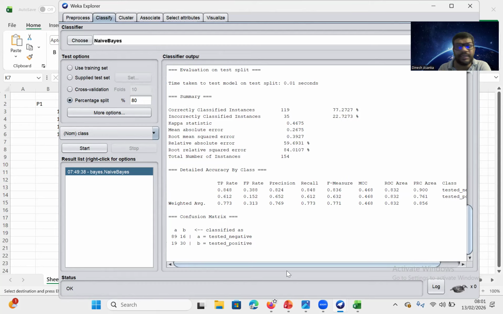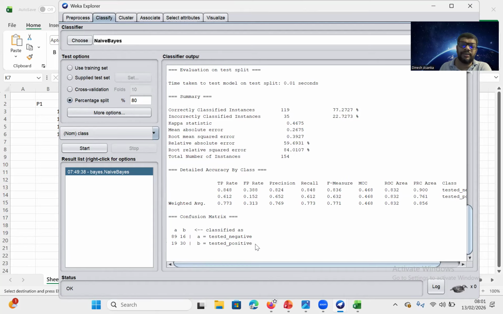It sounds similar, but it gives you different meanings altogether. Again, precision is: out of predicted, how many of them are correct. Let's go and verify that from this particular confusion matrix, right?